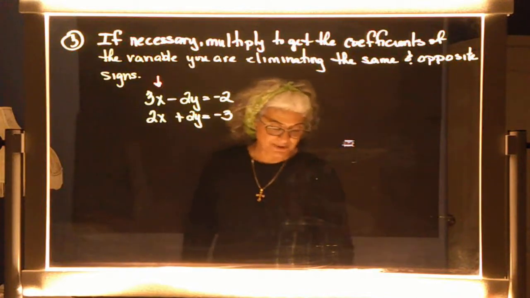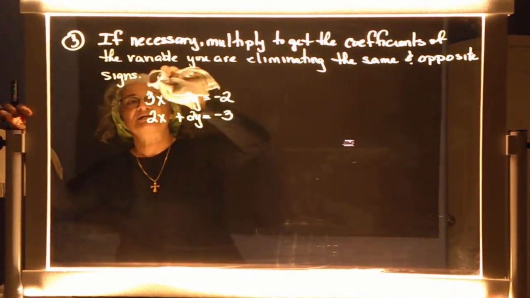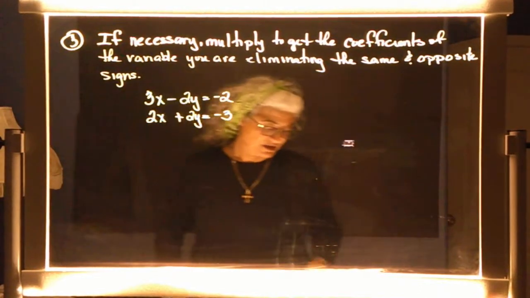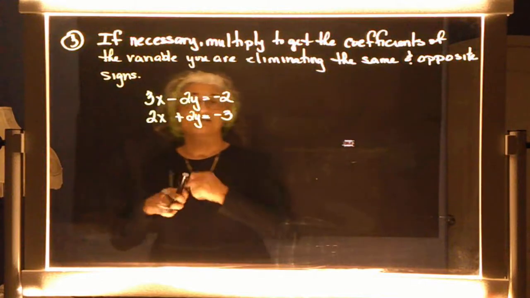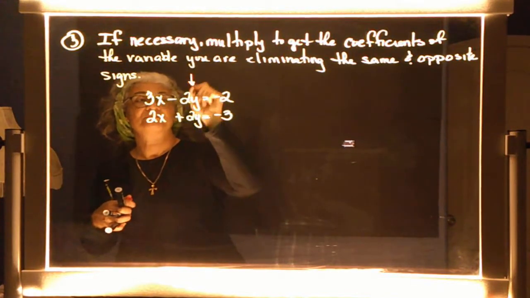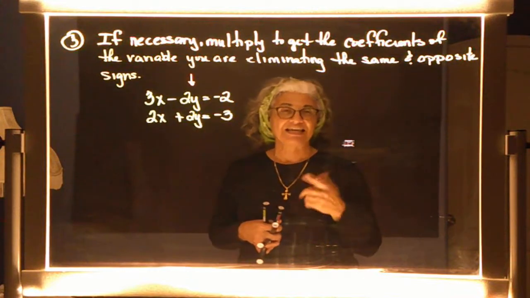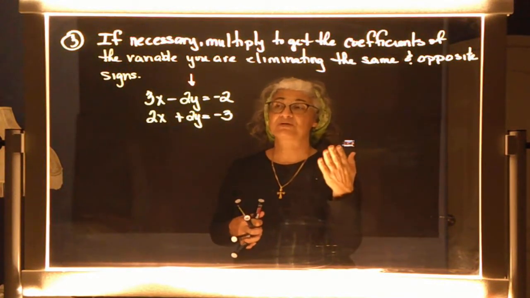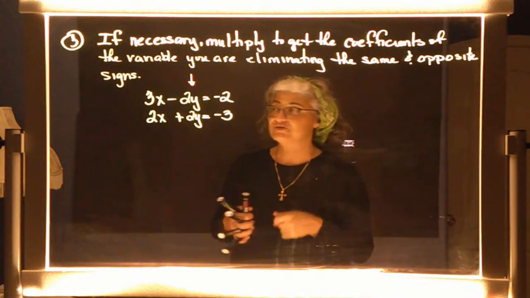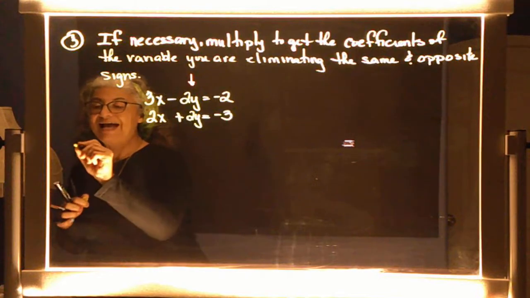So maybe we should change our minds. Maybe we shouldn't get rid of the x's here. Maybe we should actually get rid of the y's. Does that make sense? Yeah, it does. Here's why that makes sense. Because after we do step 3, which in this case it was done for us, step 4 says add.